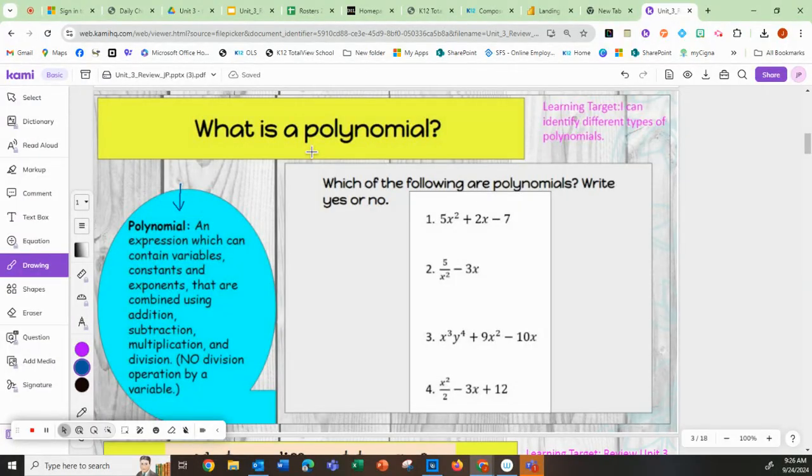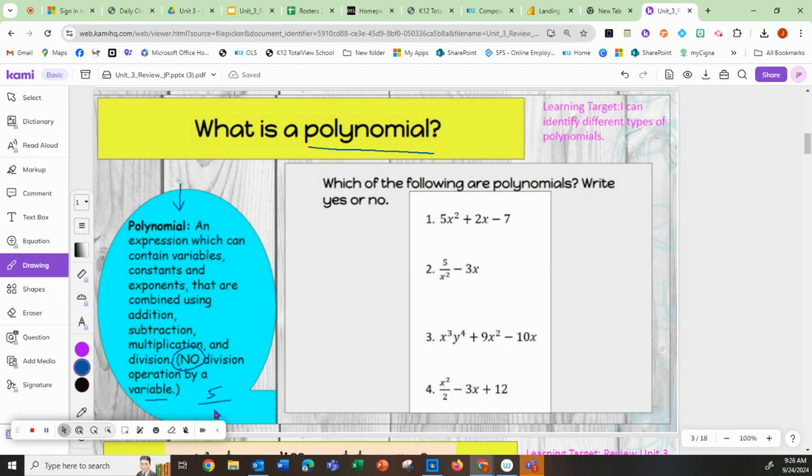One of the first things that we learned in Unit 3 was we learned about polynomials. In this aqua bubble, it tells us the definition of a polynomial. It's an expression which can contain variables and constants and exponents that are combined using addition, subtraction, multiplication. And then there's a big no. There's something that can't happen. We can't divide by a variable.